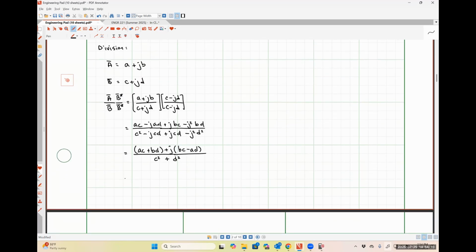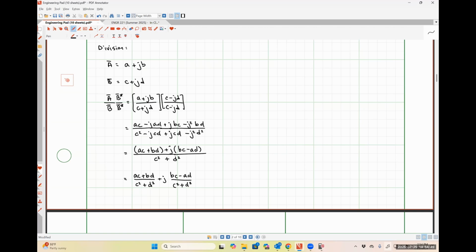And to make this very obvious about what the real part and the imaginary part is, I can write this as AC plus BD over C squared plus D squared, plus J BC minus AD over C squared plus D squared. So let's talk about what multiplying by the conjugate did there. It essentially got rid of all of the complex numbers in our denominator.